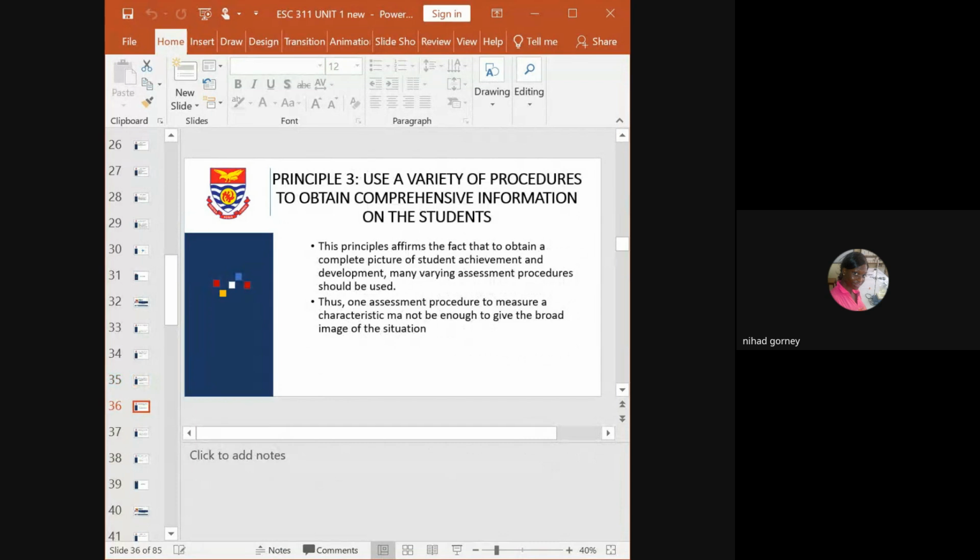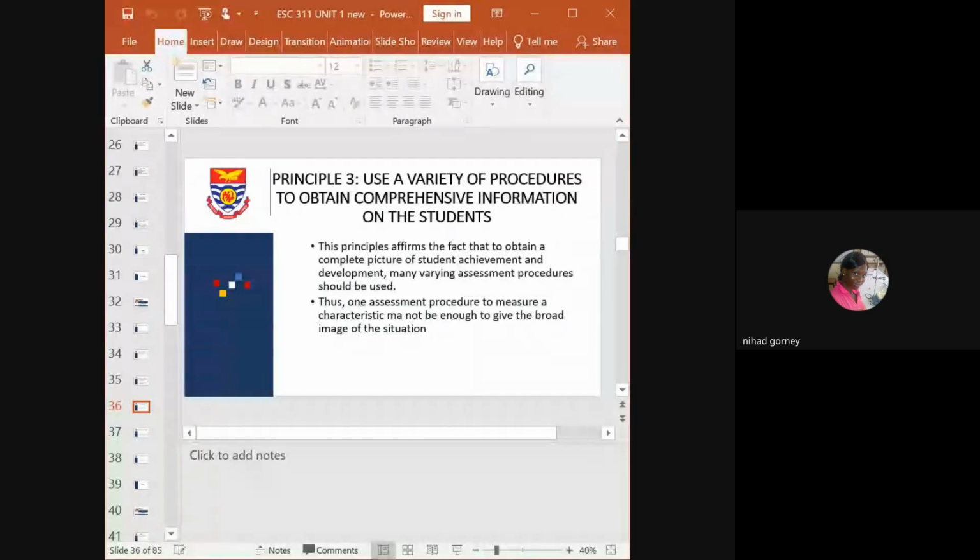Then the third principle is for you to use a variety of procedures. What we are establishing is that assessments might not be only one type of procedure. After you have clearly defined what you want to check on, you have also looked at the procedure that you want to use. Look out for diverse procedures. Only one might not be good enough to make a judgment. So for comprehensive information on students, different or diverse procedures or tools must be used.